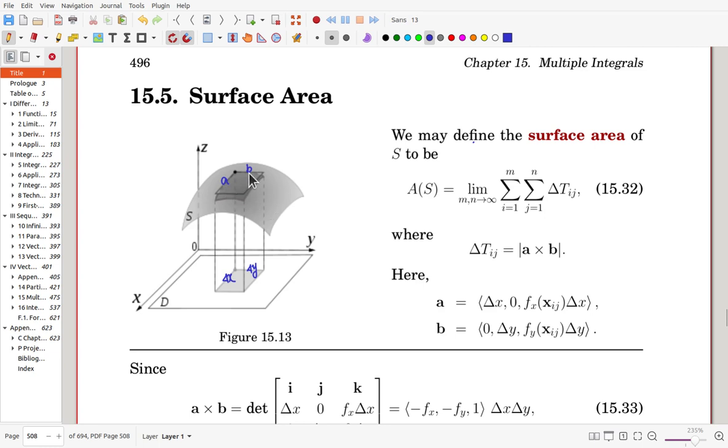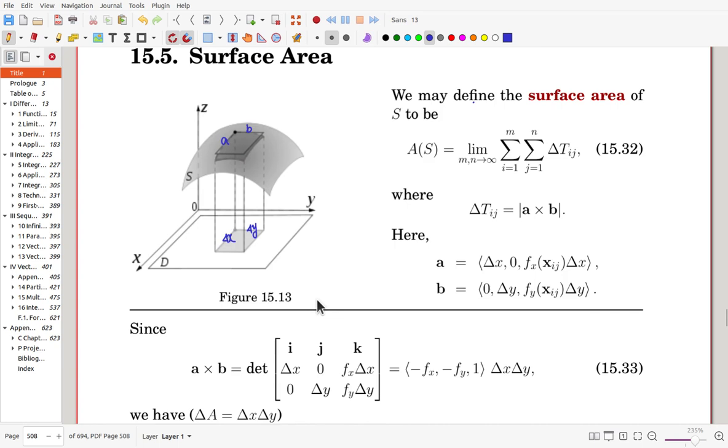So these are two vectors, and its cross product and length, that is the area of the parallelogram formed by these two vectors. So this general surface area locally will be approximated by the area of this tangent plane. So it's a parallelogram. Okay.